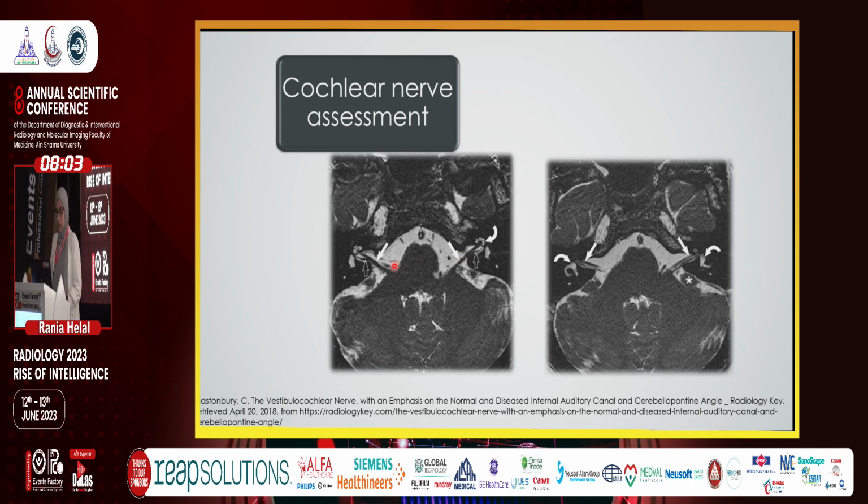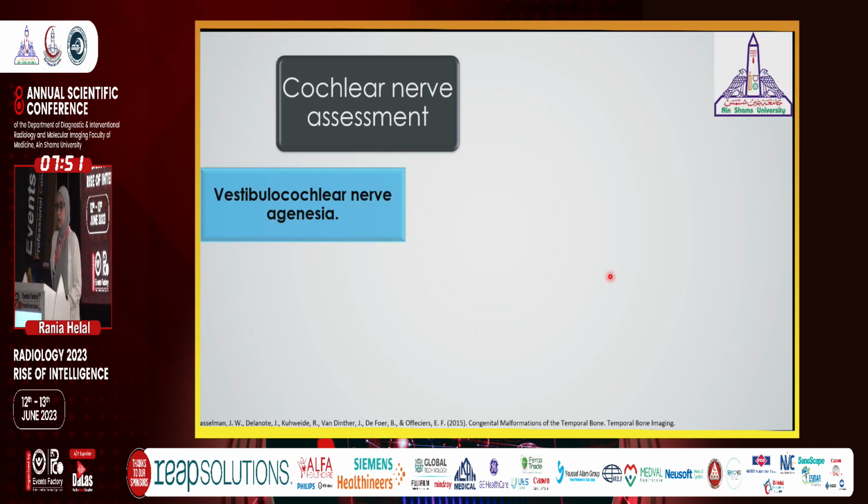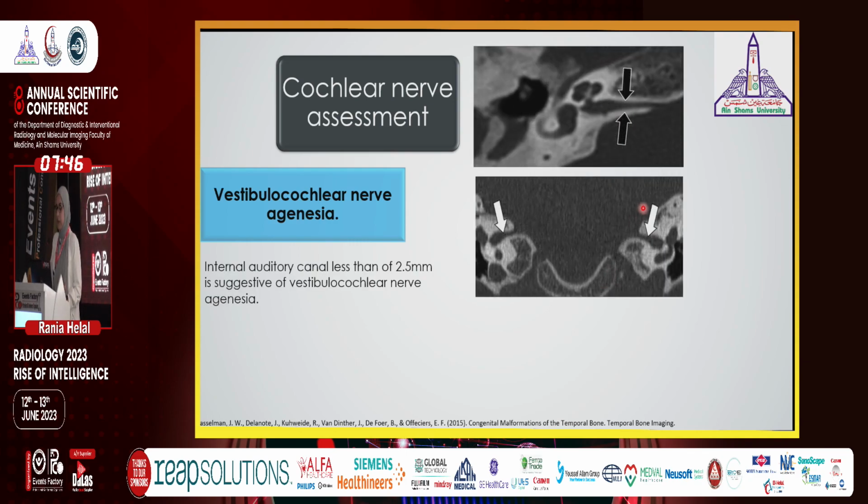Also, we can assess the cochlear nerve in the intracisternal part and the intracanalicular part in the heavy T2 images, as you can see here and here. So here's an example of a vestibulocochlear nerve agenesia. In the CT, we can see that the internal auditory canal is narrow, here in the axial and here in the coronal. What is suggestive of vestibulocochlear nerve agenesia is an internal auditory canal less than 2.5 millimeters in the mid part. If we measure here, this will give us a diameter less than 2.5 millimeters.